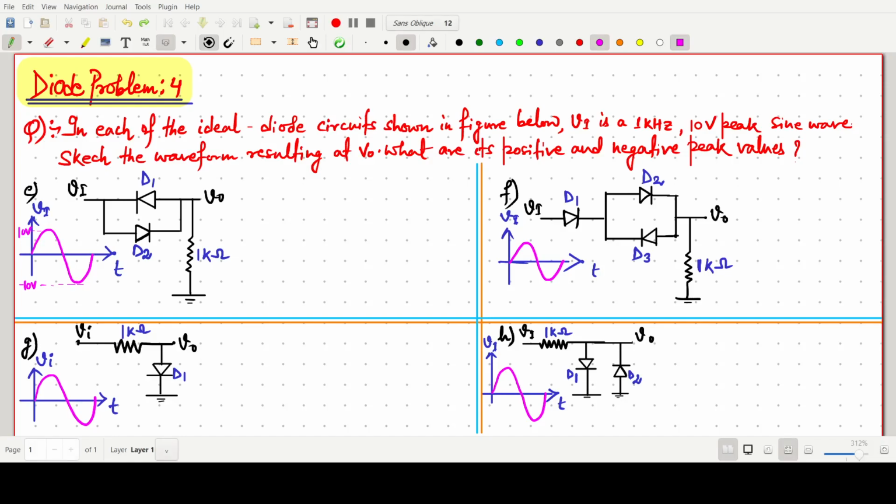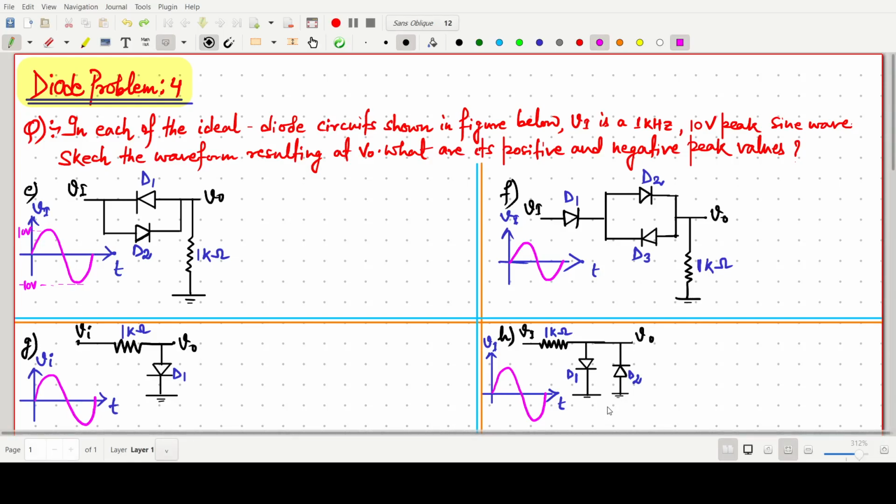Welcome everyone. In this video lecture, we will solve a problem based on diode, which is from the Microelectronics circuit book. And this problem is just a continuation of the last problem. So in this question, we have to sketch the output waveform.